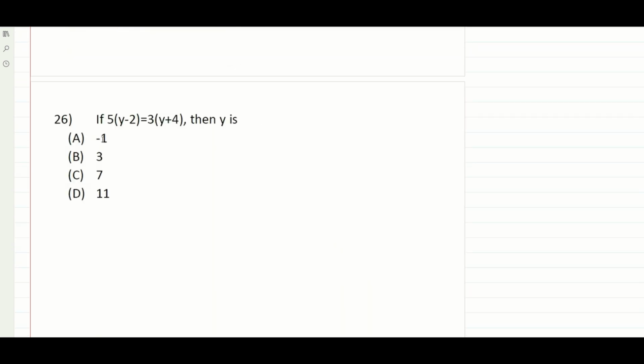Let's do 26. We want to know: 5 open bracket y minus 2 is equal to 3 open bracket y plus 4. Then y is, basically we're making y the subject, right? So let's open all the brackets. I'm going into the law of distribution. We multiply 5 by each term in the bracket, and this one we multiply 3 by each term in the bracket. So it will be 5y minus 10 is equals to 3y plus 12.